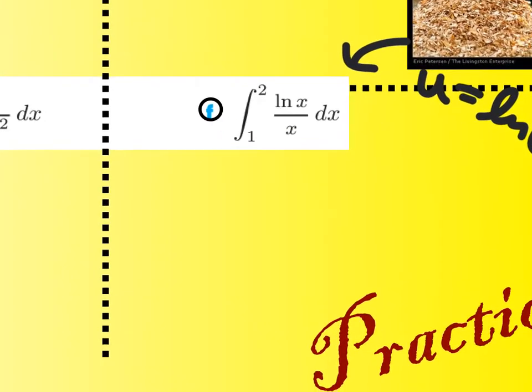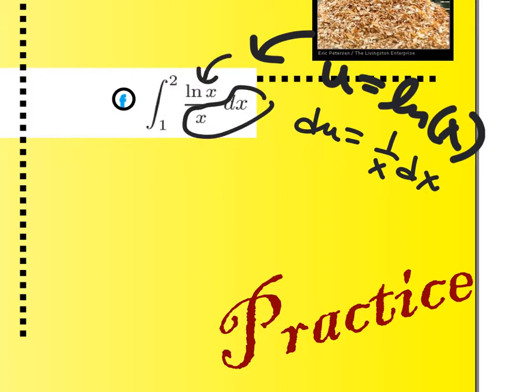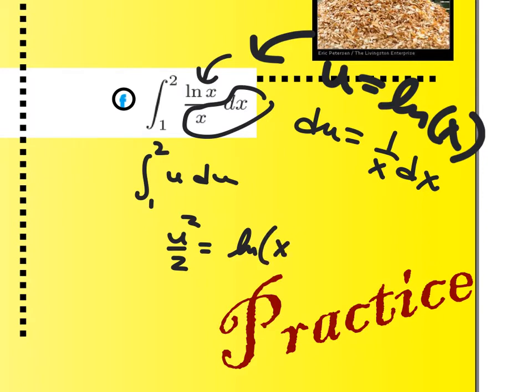And I'm going to focus in on part f here. So if u is natural log of x, then du is 1 over x dx. Okay, so du takes care of this, and here is u. So this would be the integral from 1 to 2 of u du. Well, that would be u squared over 2. Okay, but we're not going to input 1 and 2 into u squared over 2. We're going to input 1 and 2 into the natural log of x, quantity squared, over 2. So let's see what we get.